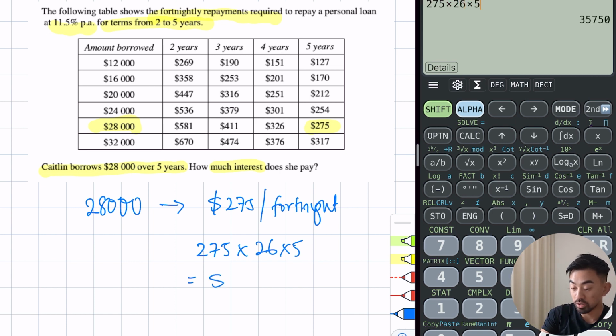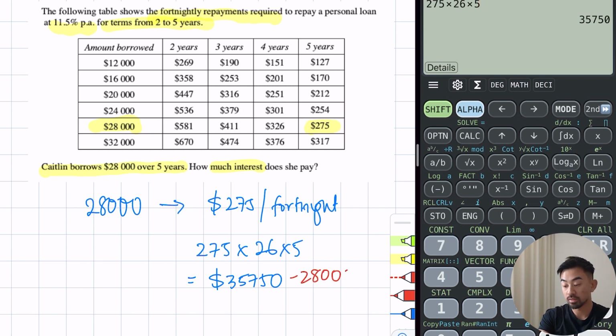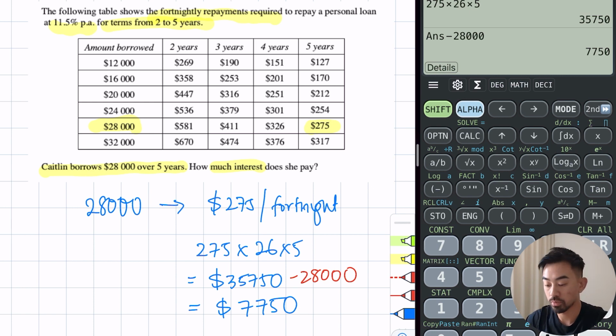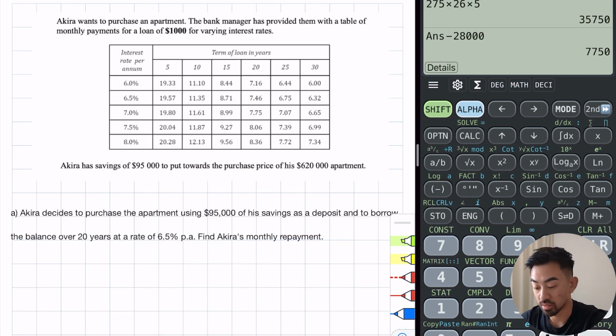So in total, she's going to pay back $35,750. But she's only borrowed $28,000. So I need to subtract $28,000 to work out the interest. So the total interest she will be repaying is $7,750. Okay, so pretty straightforward. All right, so the next example.